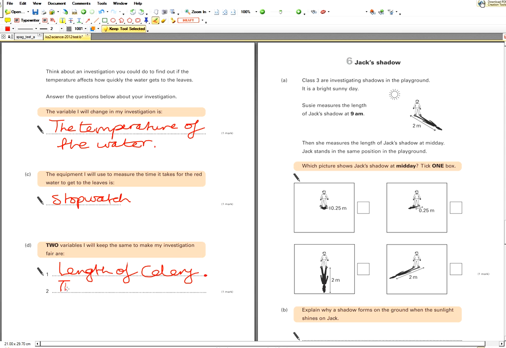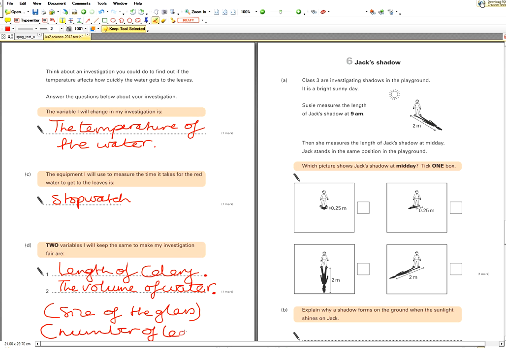So I'm writing down here, to be more scientific, the volume. You can write the amount as well. The volume of water. What else could you write down? Another possible answer is the size of the glass. That could be a possible answer. What else? The number of leaves. Those are the possible answers.